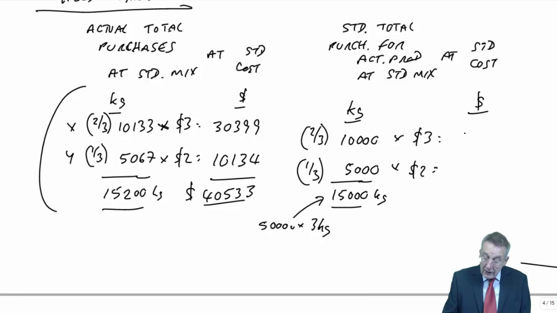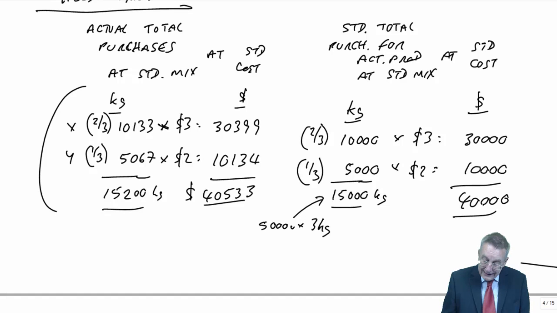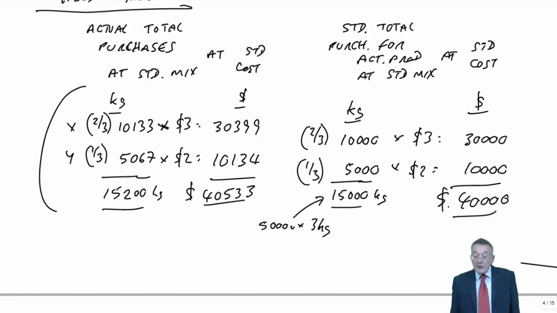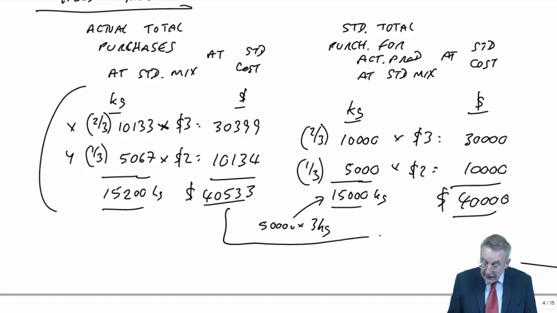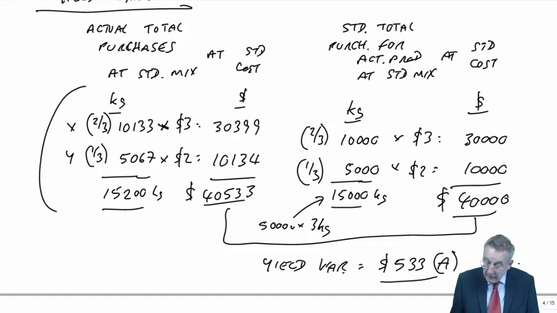However, actual production standard mix would have cost what? 30,000, 10,000, 40,000. And so, had we used the right total quantity, we'd have spent 40. We used a bit more as a result, 45.33, and therefore the yield variance, the difference of 533, and it's adverse. We spent more than we should have done.